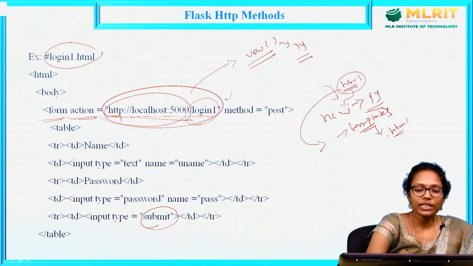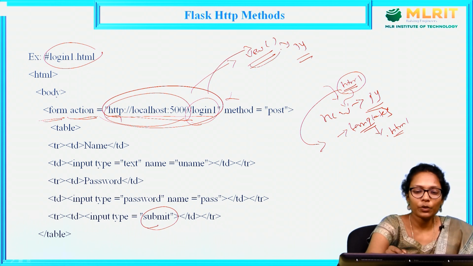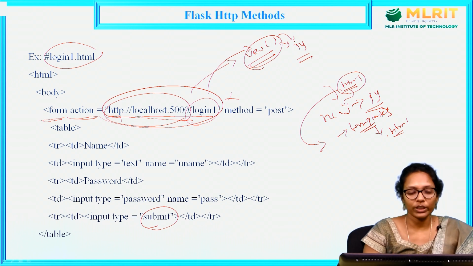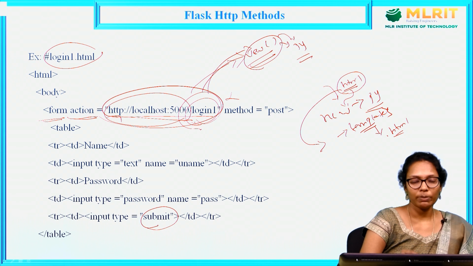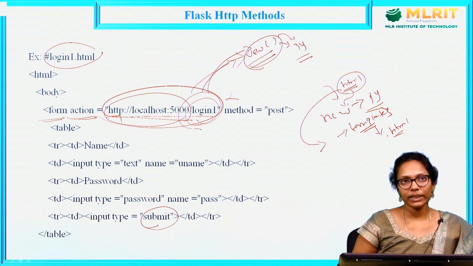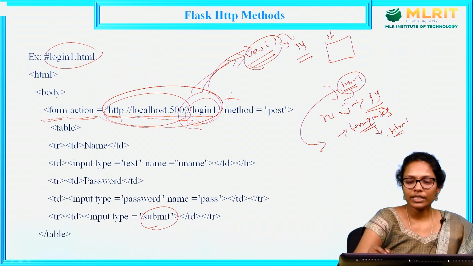So this is not actually a Python program name. It is a URL for a particular view function which is available in the Python program. It will directly go there. But before going there, you should execute this application. Why? Because you are not directly executing the Python application in this program. Because what's your front end? Your front end is HTML.